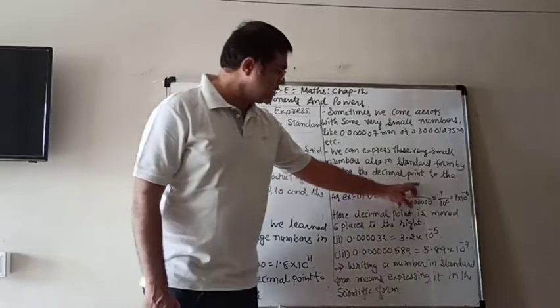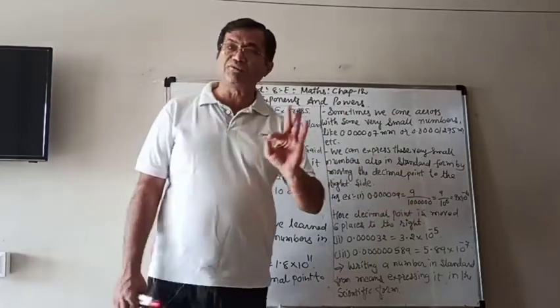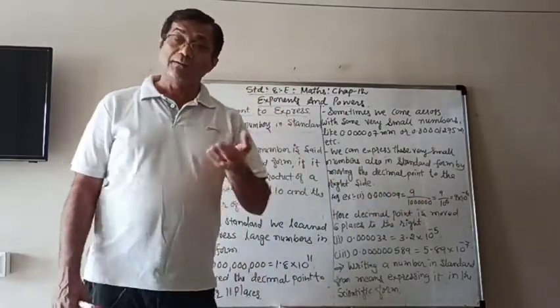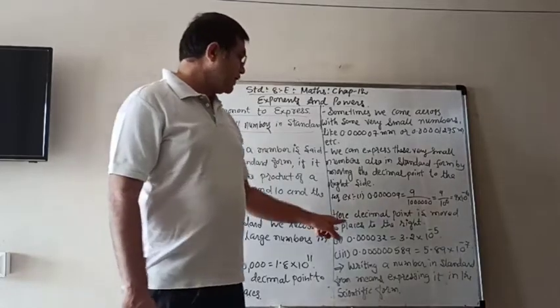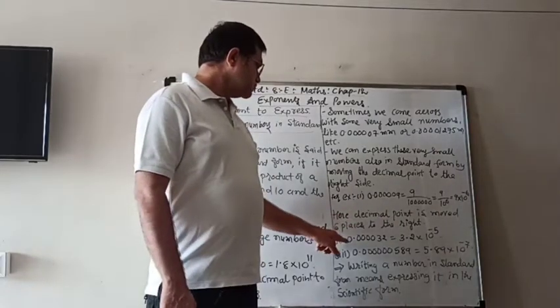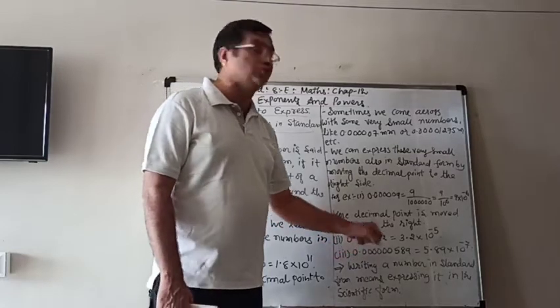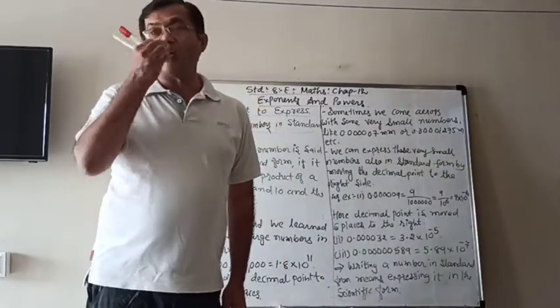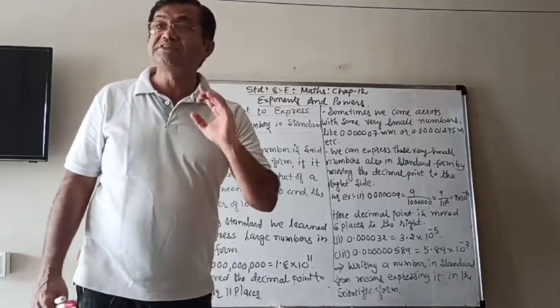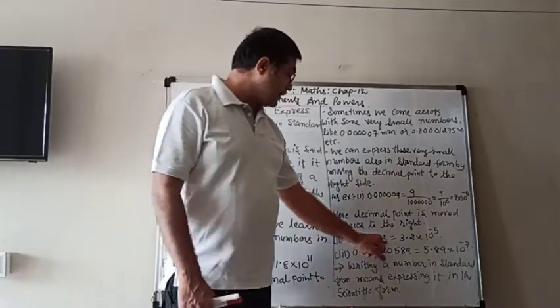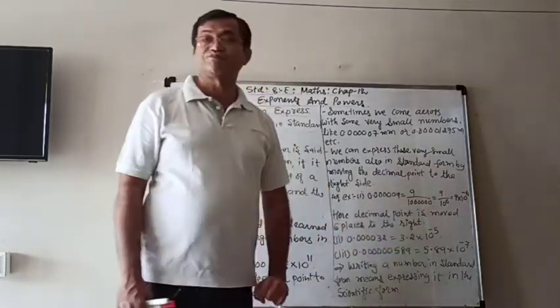Now we don't need to do this. This is only for your understanding. I explained it. But now here, second: 0.000032. Where do I need the decimal point? After 3. So I would write down 3.2.